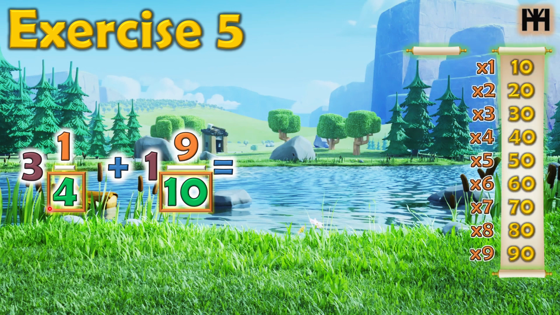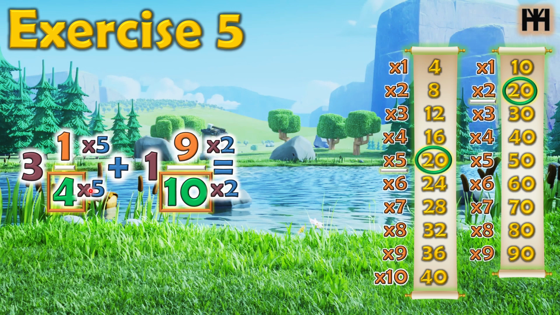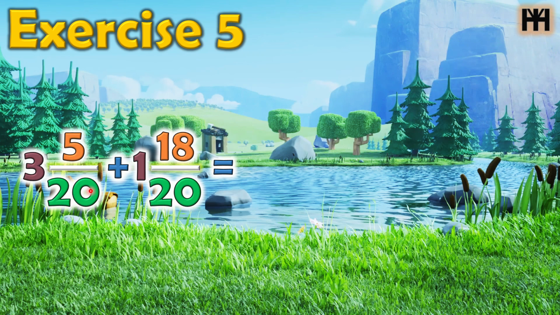Okay, so here's still 10 and here's still 4. Let's see where is the LCM. I see 20 and 20. So this is the LCM here. So to make 4 into 20, you must multiply it by 5, and to make 10 into 20, you must multiply it by 2. Okay, so multiply here by 5 up and down, and here by 2 up and down. So it will be 5 over 20 and 18 over 20.